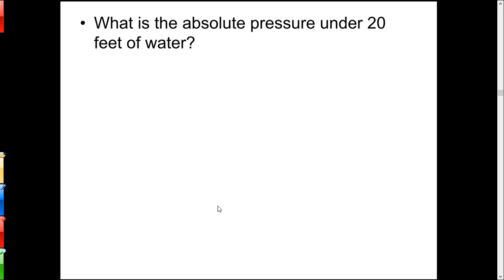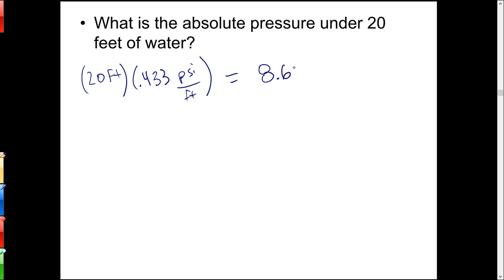So the absolute pressure under 20 feet of water: if you were in a lake or a tank or something and you're 20 feet down, what you would do to figure that out is you would just take the 20 feet times 0.433, and I think that's 8.66 if I'm not mistaken. So I'd take the 20 feet times 0.433 psi per foot, and that would come out to be 8.66 psi.